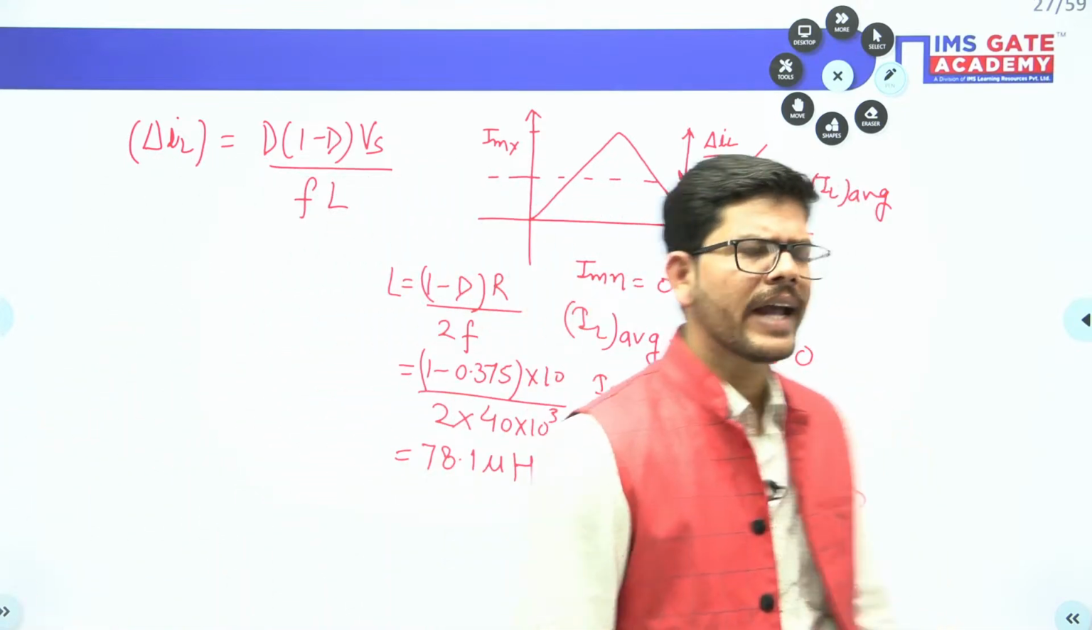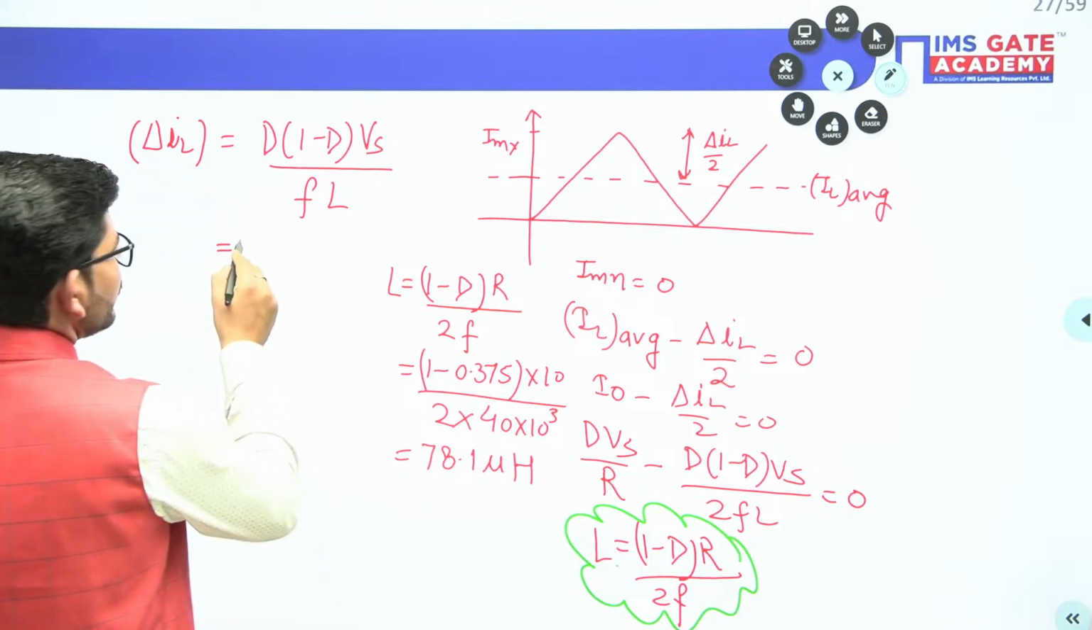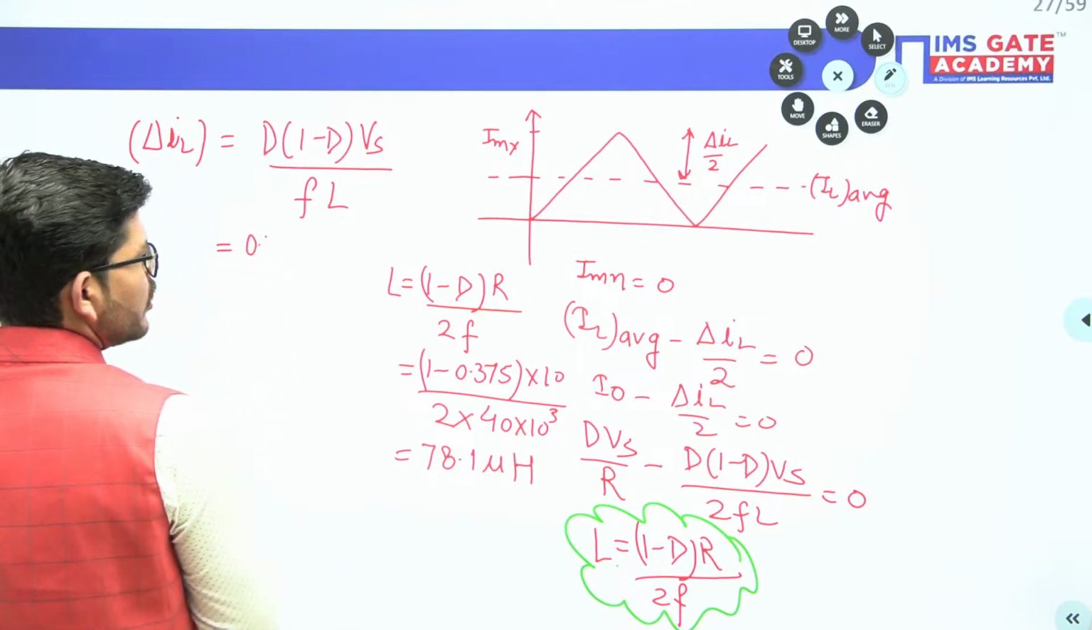So once you have calculated L, you will calculate del IL. So what will be del IL? What will it be here?